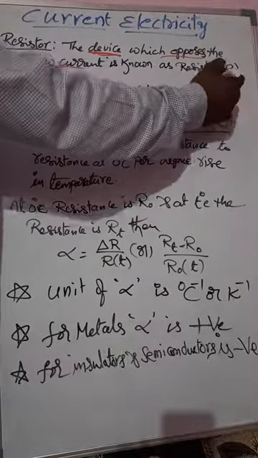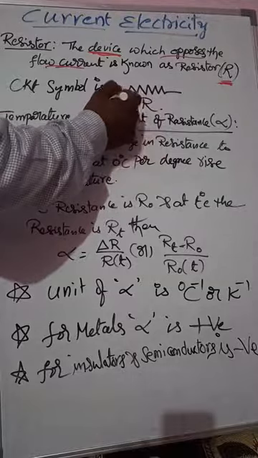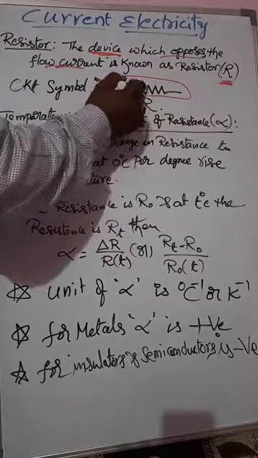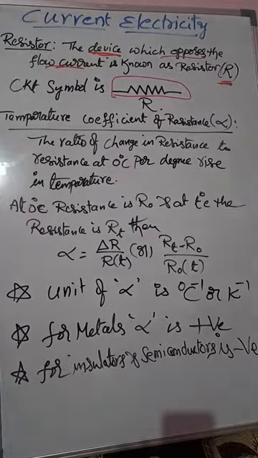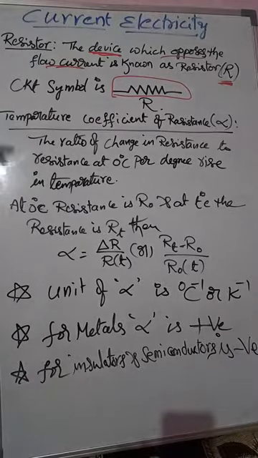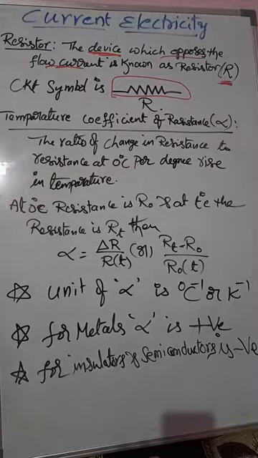The resistor, which opposes the flow of current, is represented with capital R. The circuit symbol is this one. Clear? This is a resistance. This is called a resistor. That is represented like this.